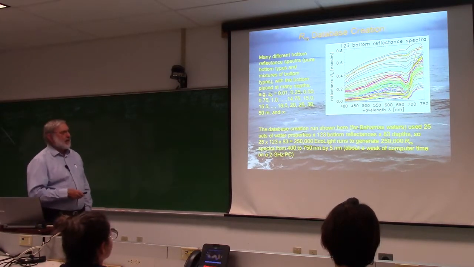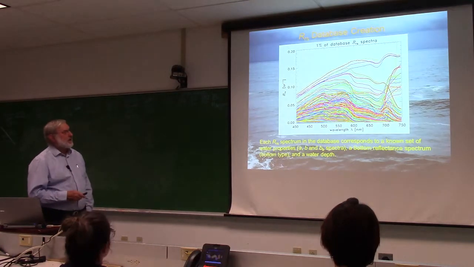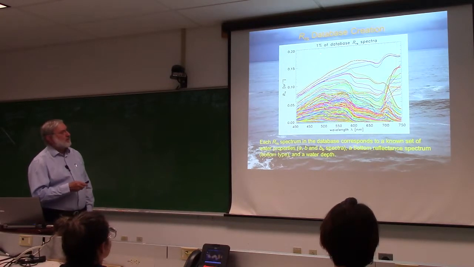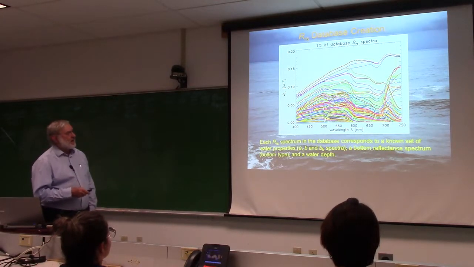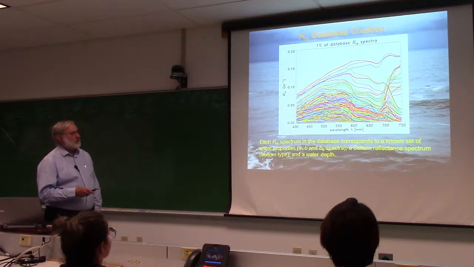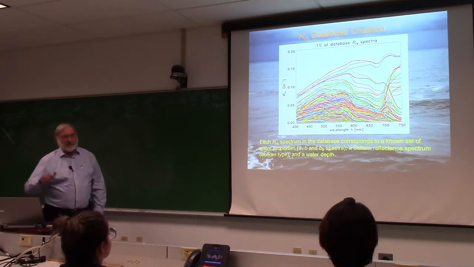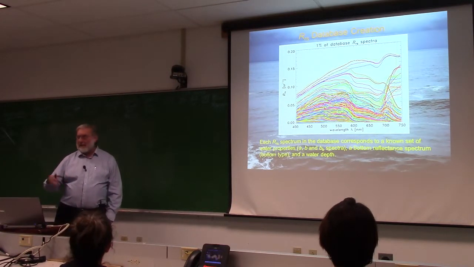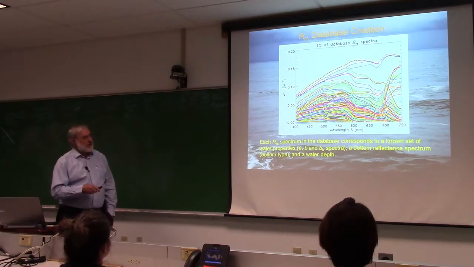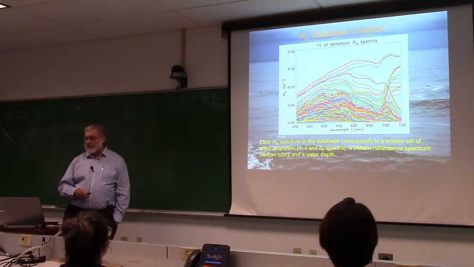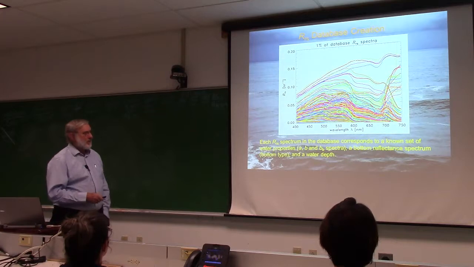Okay, so now I have this database. And here's just a representative 1% of my 250,000 Rrs spectra. So the idea now is, you give me an Rrs spectrum from the Bahamas, somewhere in there will be a spectrum that's probably pretty close to whatever you measured.